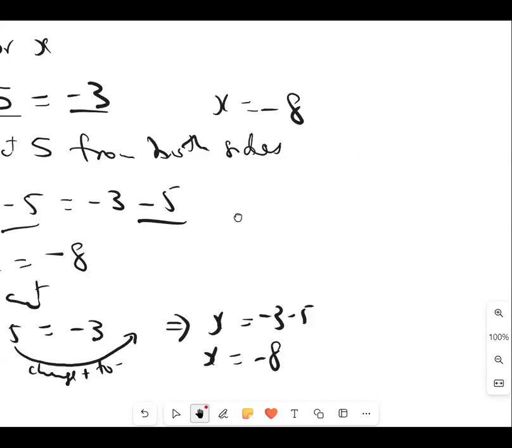Let's go, we've got to get more complex as we go along. So let's say we have something like this: x minus 3 equal to negative 5. Let's say that. So you have to solve for x, right?